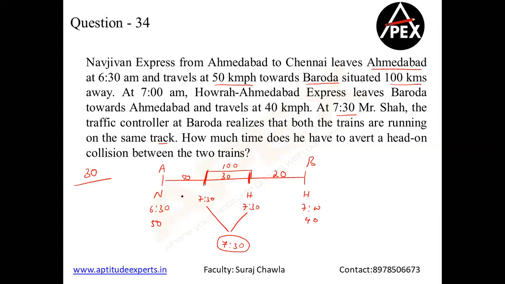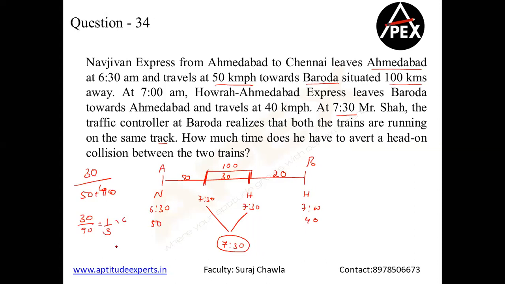Clear? I repeat, at 7:30 both the trains are 30 kilometers apart. Both of them are running in opposite directions. Clear? Both of them are running in opposite directions. The relative speed becomes 50 plus 40, which means the time taken by them to meet will be 30 by 90, that is 1/3 of an hour.